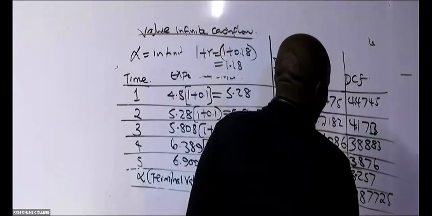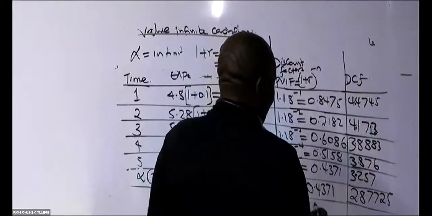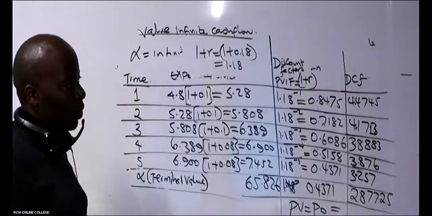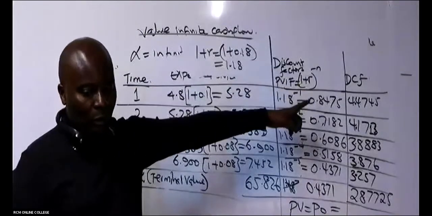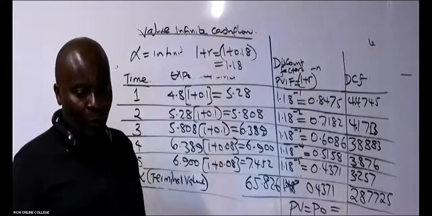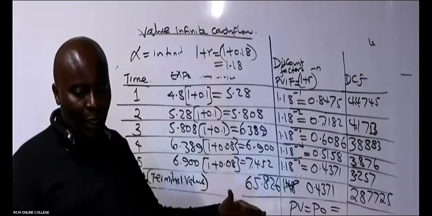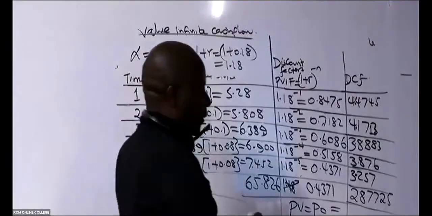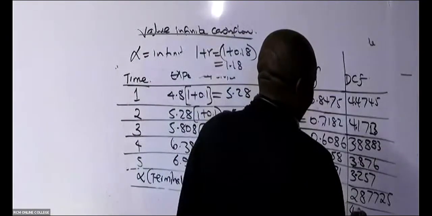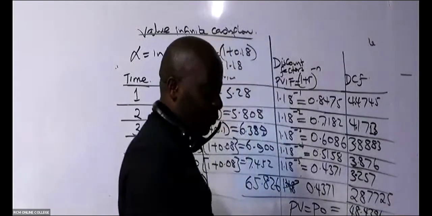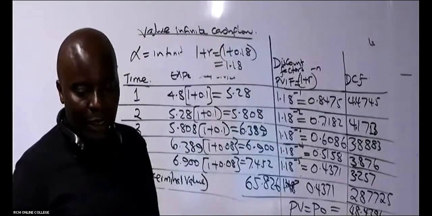Then come and give me the present value, which will be the same as my PO. You add everything now. Thank you so much. Now you add everything. So according to Pius, we have 48.4396.